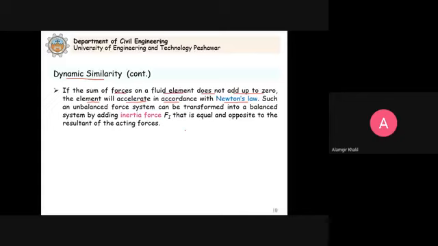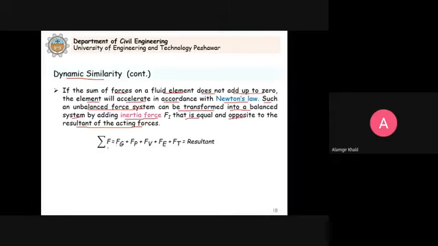Now, if we want to balance it, such an unbalanced force system can be transformed into a balanced system by adding the inertia force. So we find that many systems in nature are balanced because this inertia force is there by default, because whenever there is motion there will be inertia force. So that's why a balanced system can be made by adding the inertia force, that is equal and opposite to the resultant of the acting forces.